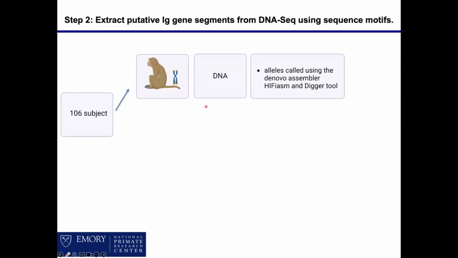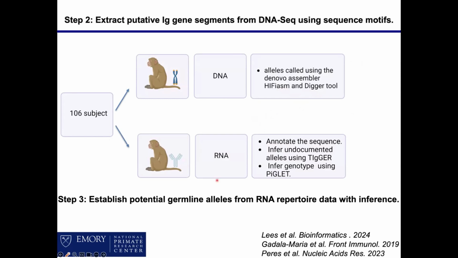All the DNA was sequenced and assembled using the HiFi and then annotated using the Digger tool. And then for the repertoire sequencing, we annotated the sequences against the Digger information, and then any alleles that we couldn't find evidence for in our base set or in the DNA, we then inferred using the Tigger tool and the Piglet tool. And this was able to give us a set of germline alleles from the RNA repertoire data.